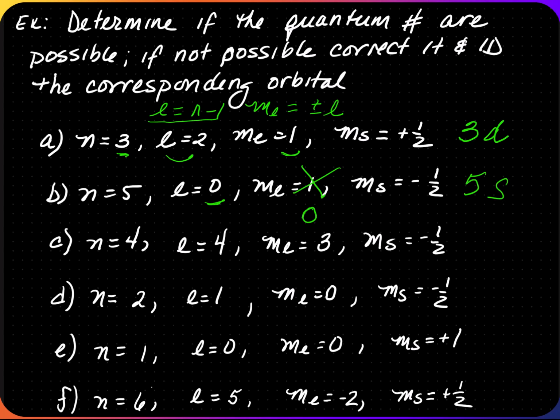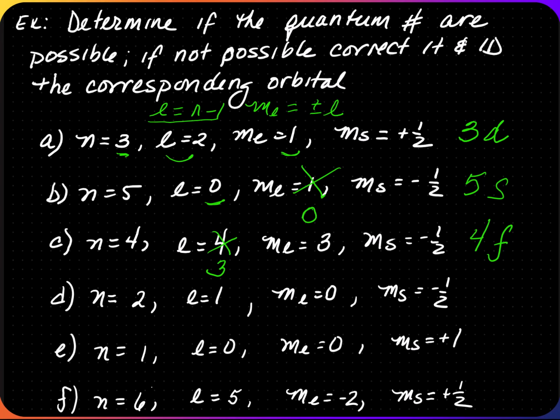For C, n is equal to 4. L is incorrect. L is equal to n minus 1. So 4 minus 1 can be 3, 2, 1, 0. So 4 is not correct. So I could put 3 to correct this, because if I make L equal to 3, ML can be plus or minus 3. So plus 3, plus 2, plus 1, 0, minus 1, minus 2, minus 3. And MS is minus 1/2, or it could be plus 1/2. So this one is energy level 4. 3 is an F, so it's 4F.